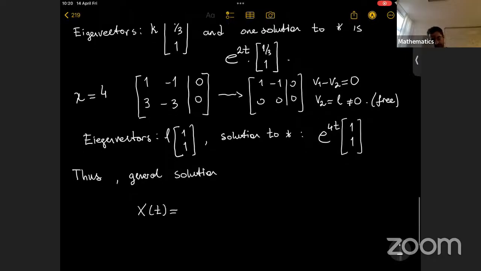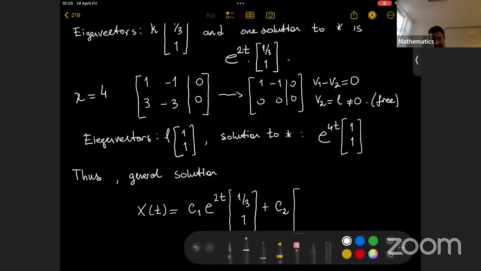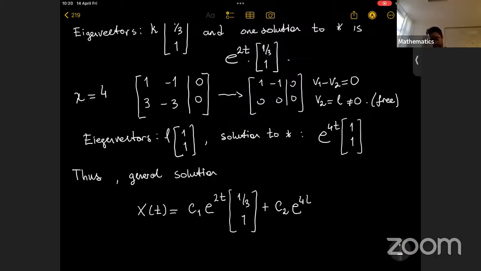x(t) is equal to C1 e^(2t) (1/3, 1) plus C2 (1, 1). Maybe let's write this first. This is the general solution, but we had an initial value problem.